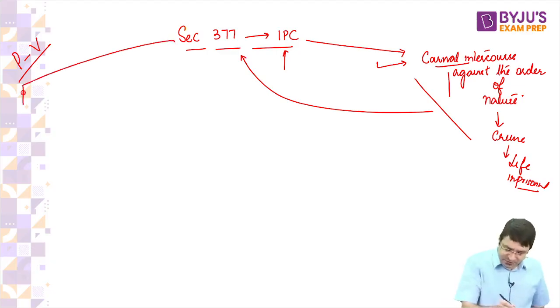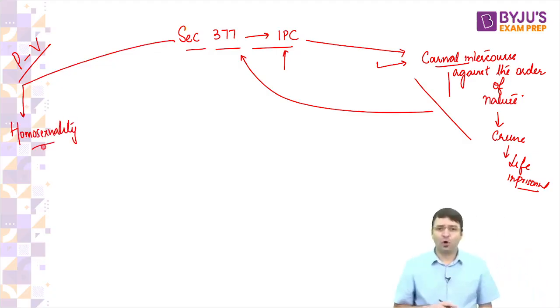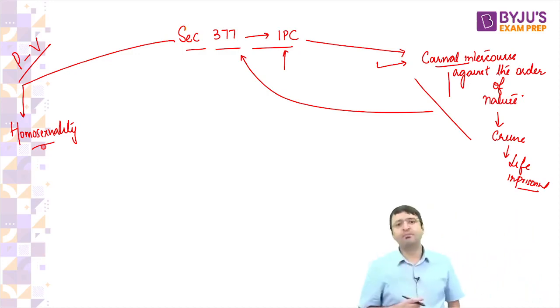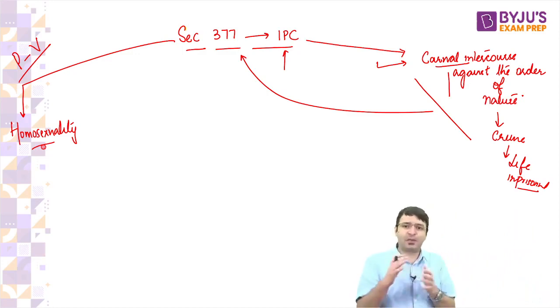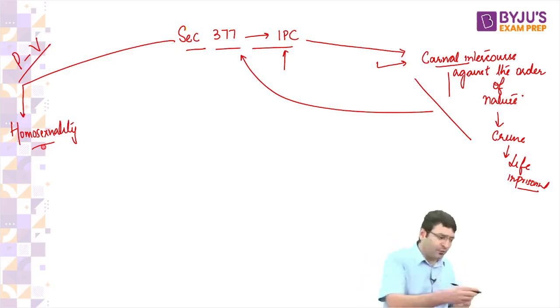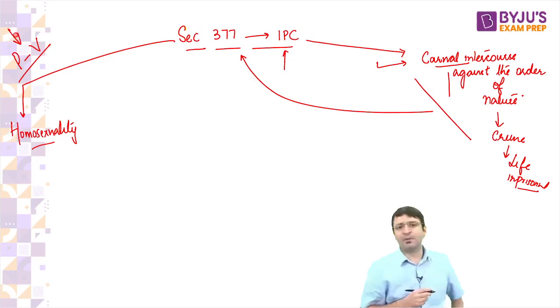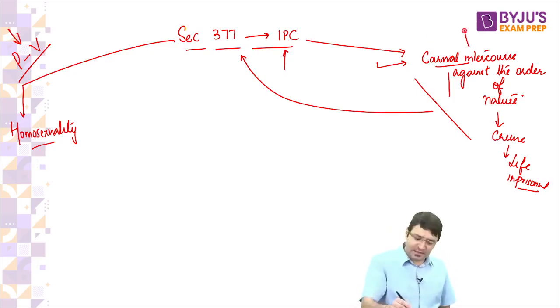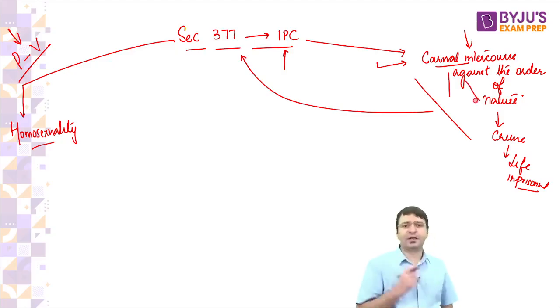And under Section 377 of the Indian Penal Code, homosexuality was a crime. Homosexuality was a crime under Section 377, because men having sex with men or women having sex with women do not involve the two organs of male and female. And as such, it's a carnal intercourse. It's against the order of nature. As such, it's a crime.